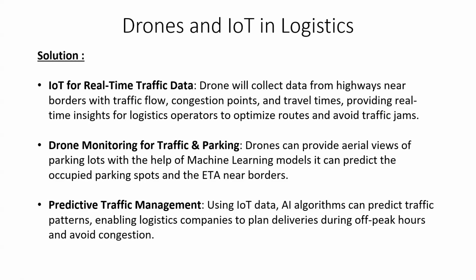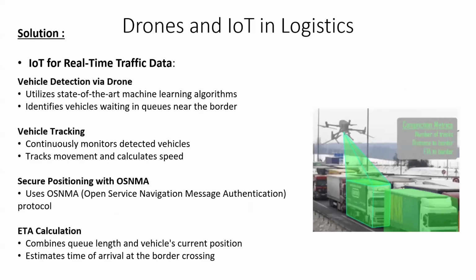And last, we have the predictive traffic management. We use all the data collected from the last two tasks, and we can use some AI algorithms to predict some future traffic congestion, enabling logistic companies to plan deliveries during off-peak hours and avoid congestion, of course. So let's see each one.